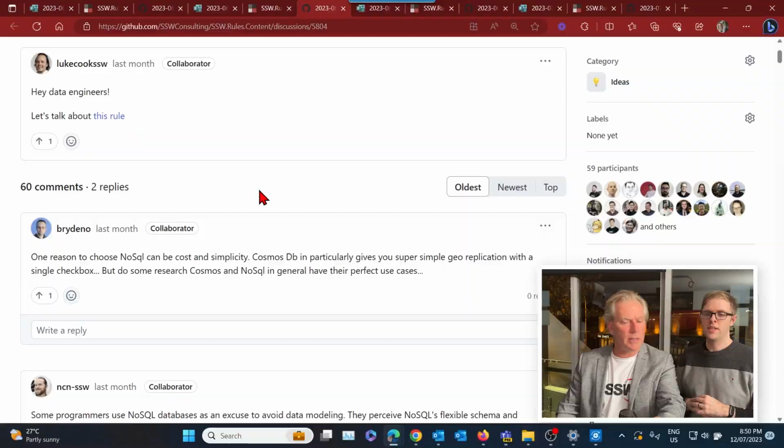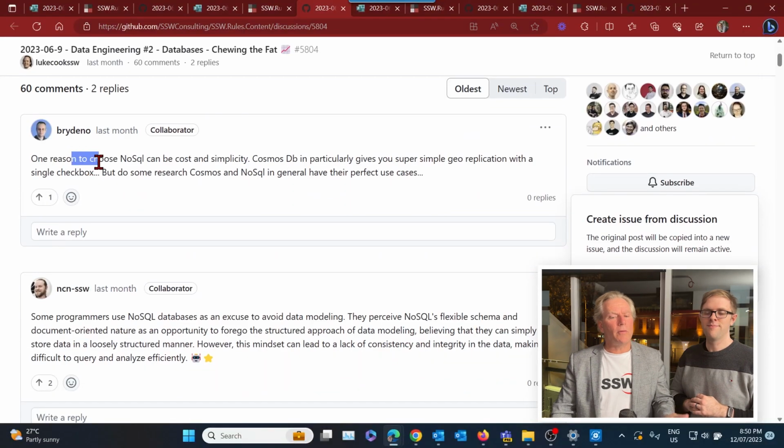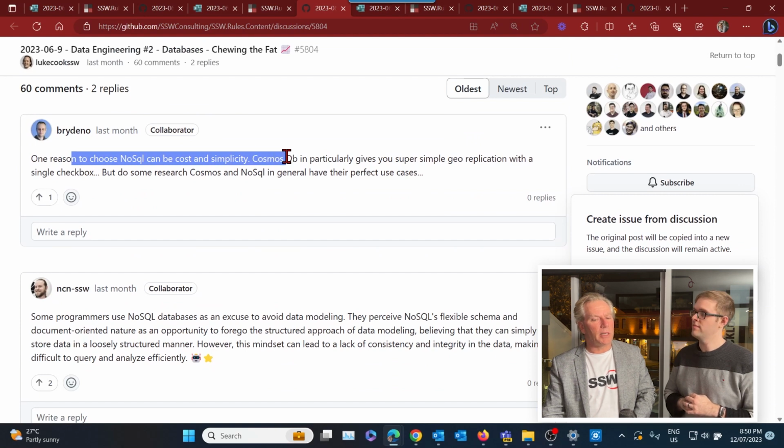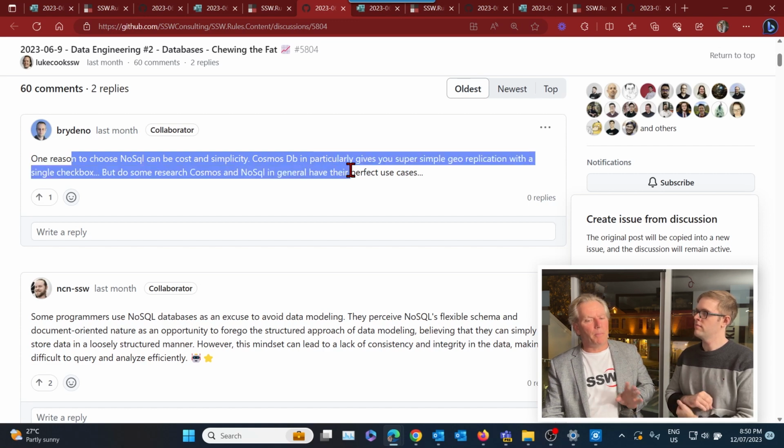Piers, any good comments here? Yeah, Brian had a great one right there. Oh, right. Okay. So one reason to choose NoSQL can be cost and simplicity. Cosmos DB in particular gives you a super simple geo-replication with a single checkbox, but they all have their different use cases. So what he's referring to is if you set up your database for, say, the Australian market, but you do a marketing campaign in New York, you don't want to have an expensive marketing campaign and get Australian-like latency. So you tick the checkbox, it's instantly fast in New York, and you're up and running. Yeah, it's easy to roll out across the globe, and that's why it's important to make sure you always consider the use case for what you're implementing. Yes. Okay. So that's something definitely you can't do in SQL.